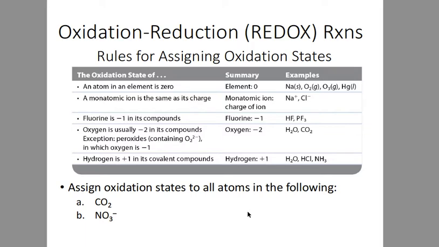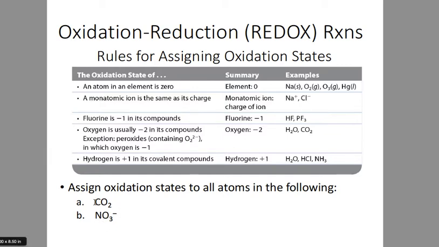And then anything else, you will have to base it off of these rules that we see to determine what the other oxidation numbers would be. So carbon can change. Carbon could be a 0, a 1, a 2, a 3, a 4, or 6. Depends on what the compound is. So let's look at assigning some oxidation states to all the atoms in the following compounds. We have CO2 and NO3-.